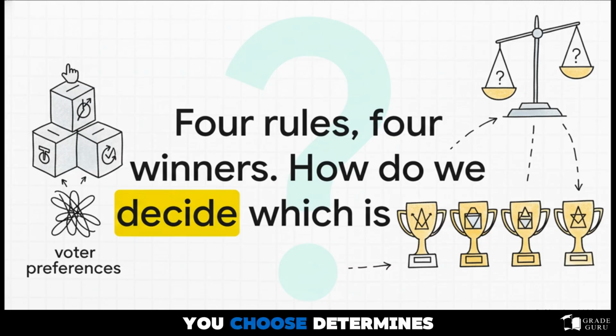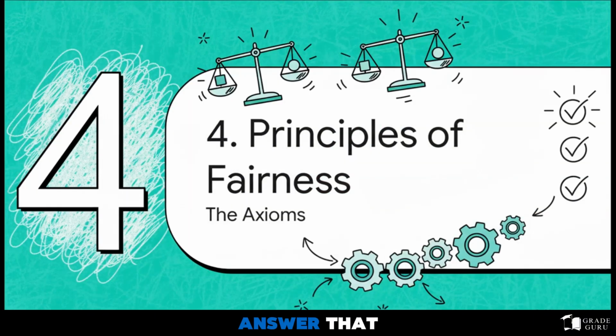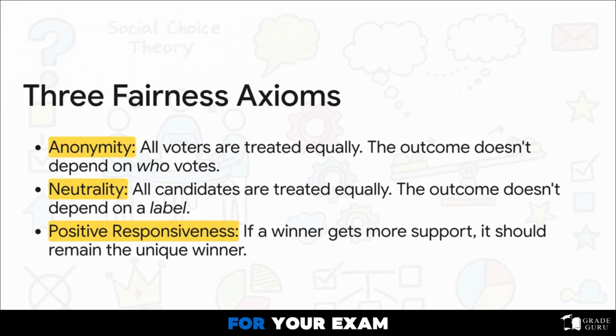If the rule you choose determines the winner, how in the world do you decide which rule is the best or fairest? Well, the way we try to answer that is by using a set of principles we call axioms. Just think of axioms as basic, common-sense standards for what fairness should look like. We can then test our voting rules against these standards. For your exam, you need to know these 3.